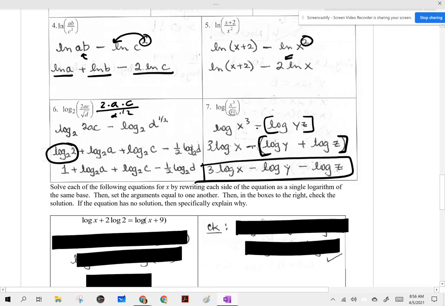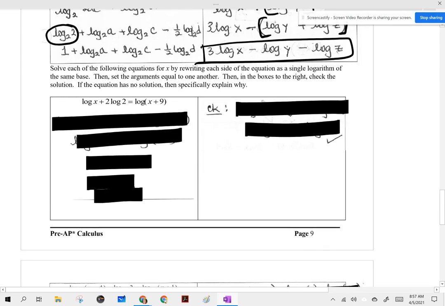And there we go. All right, now we're going to talk about solving by rewriting each side as a single log with the same base. Then set the arguments equal to each other. Then in the boxes to the right, we're going to check our answers. If the equation has no solution, specifically explain why. All right, so we're going to rewrite this as one log, and then we are going to work through this.